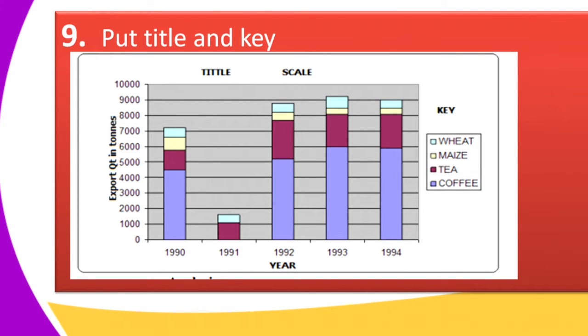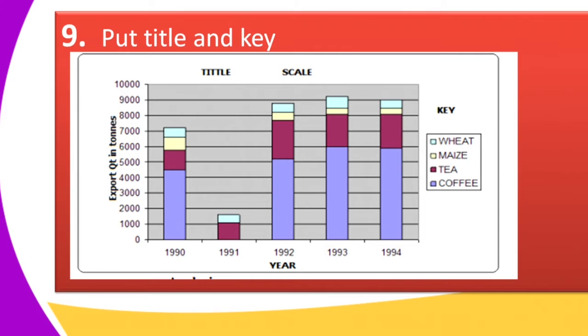Our last step will be to put a title and a key. So after you are done drawing your cumulative bar graph, you are going to put a title and a key. Our title for this graph will be "Crops grown in Kenya in terms of tons", and our key is what you have labeled inside the graph, that is the maize, wheat, tea, and coffee.